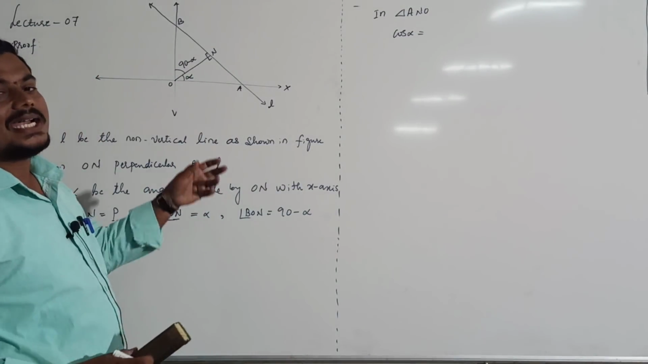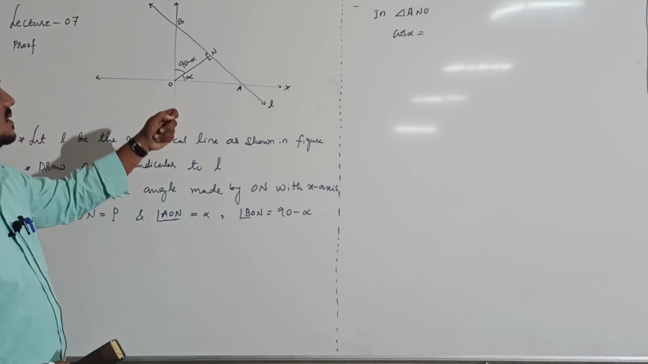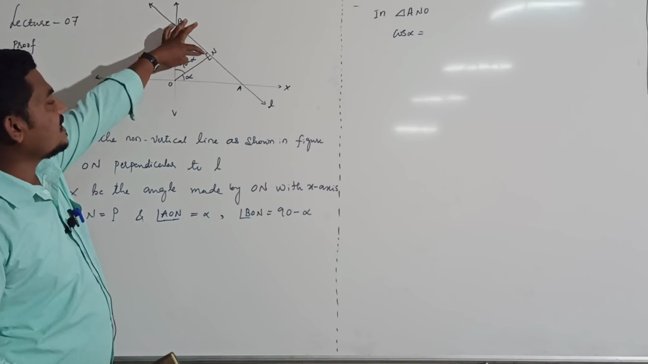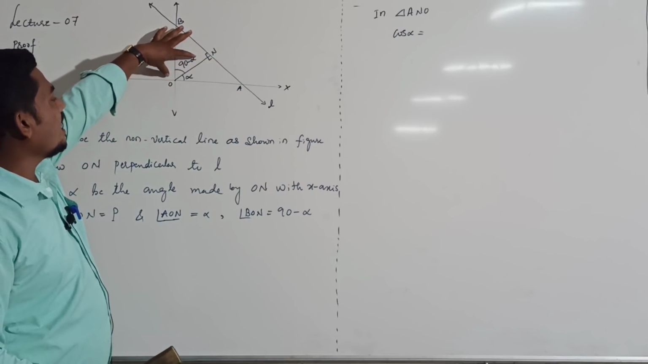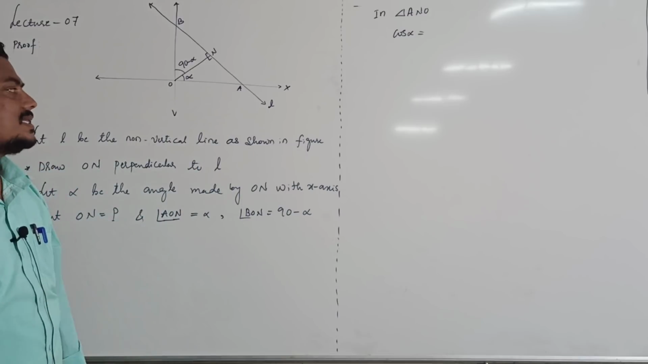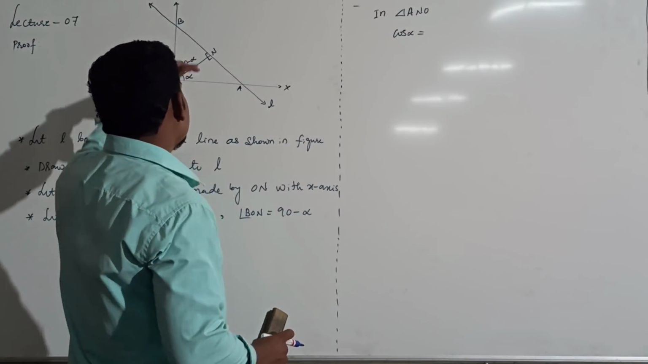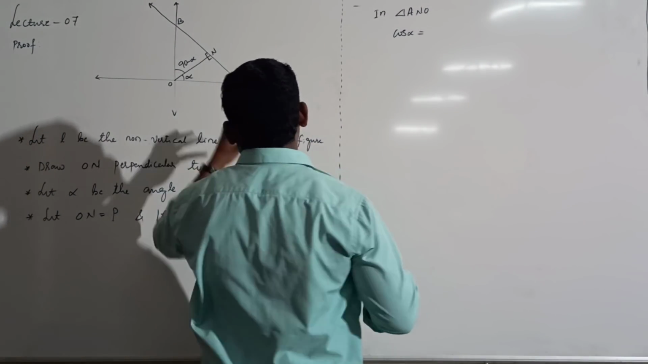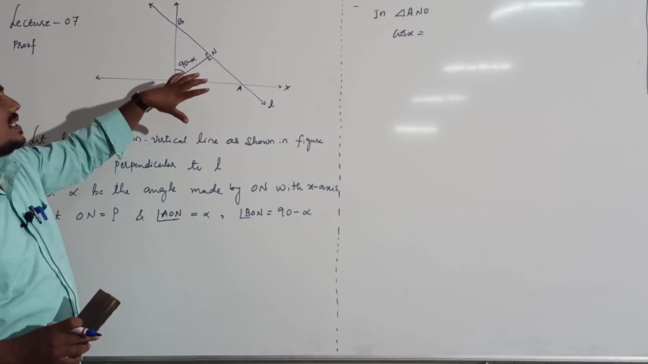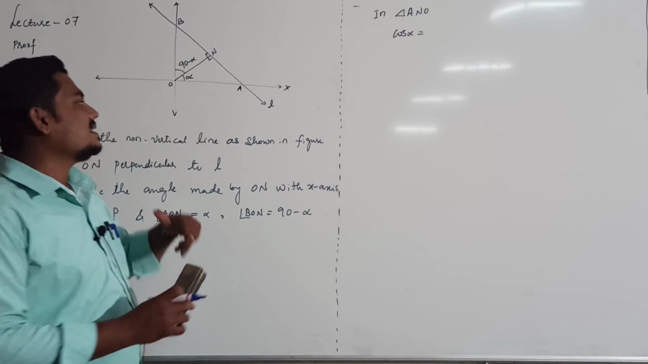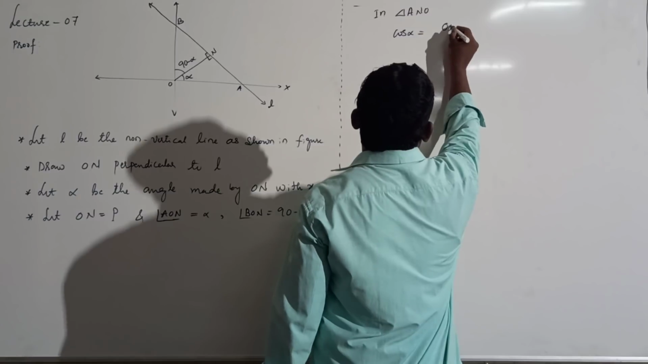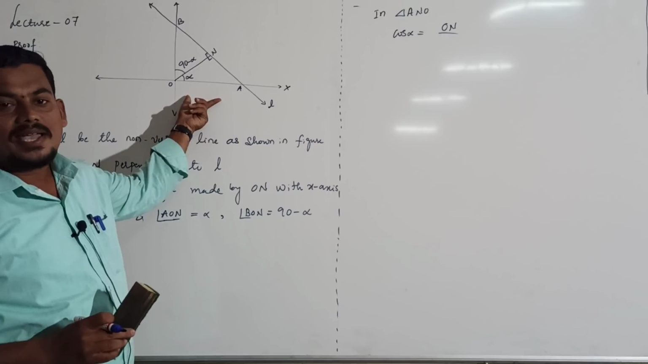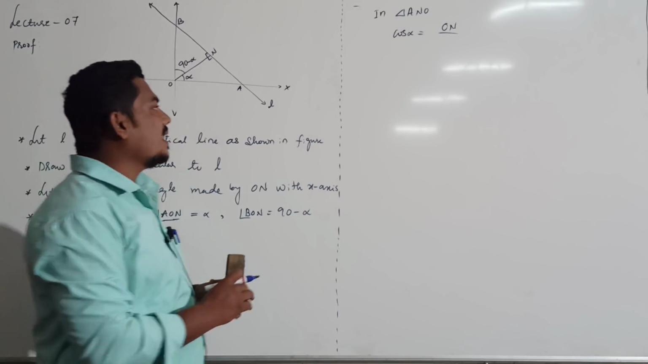cos alpha means adjacent side divided by hypotenuse. AN is the opposite side, ON is the adjacent side, and OA is the hypotenuse. In this right angle triangle, what is cos alpha? Cos alpha is the adjacent side, that means ON, divided by the hypotenuse side. In this right angle triangle, what is the hypotenuse side? The hypotenuse side is OA, right?